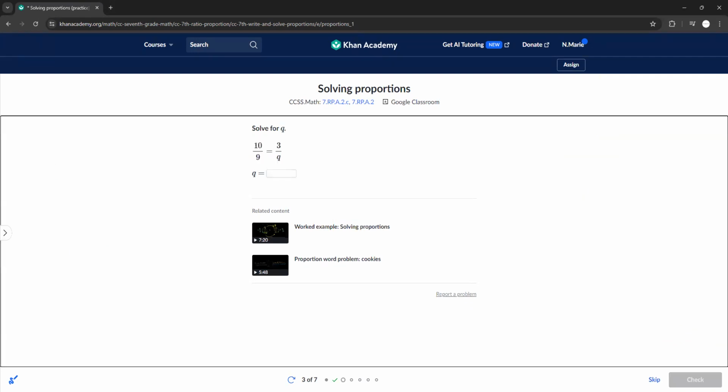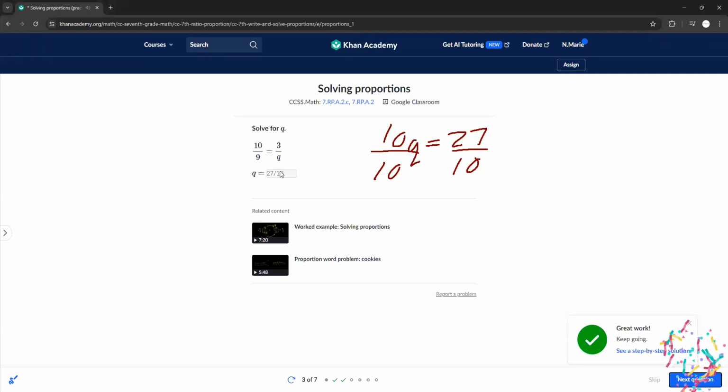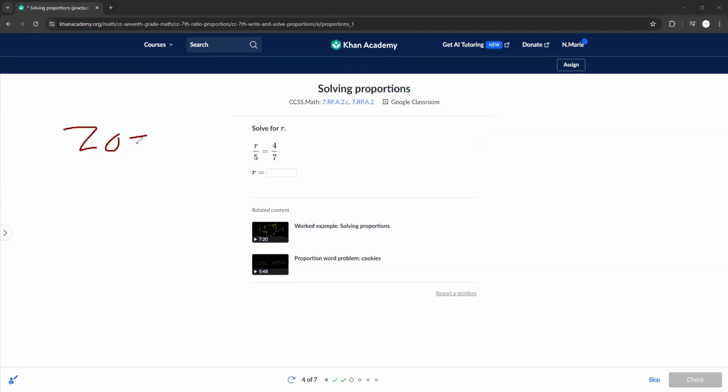Here we do 10q. So 10q is equal to 9 times 3, which is 27. We divide both sides by 10, and we get 27 tenths. That cannot be simplified. You can put it as a decimal, which would be 2.7, but you don't have to. Okay, so here we have 5 times 4, which is 20, 7 times r, which is 7r. This gets us 20 sevenths, which also cannot be simplified.